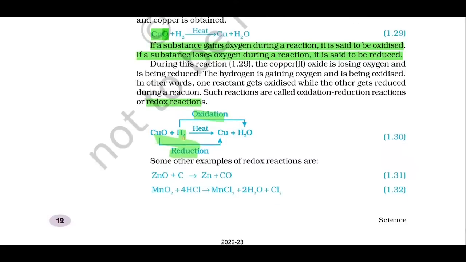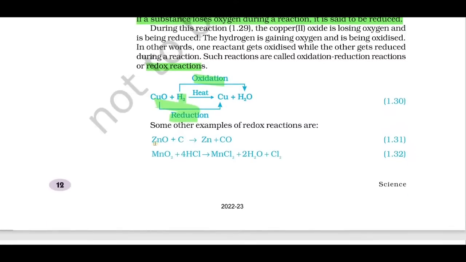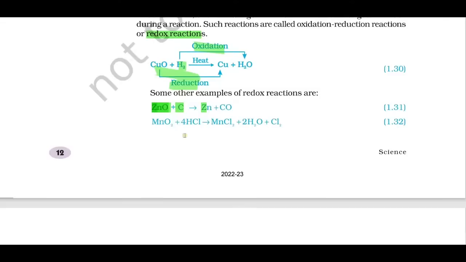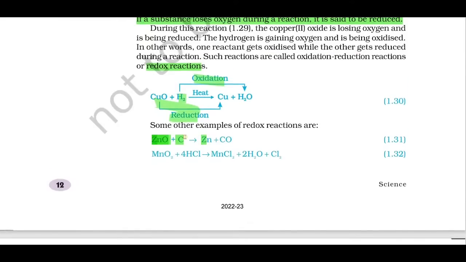Okay, we have a few more examples. ZnO plus C gives Zn plus CO. Which substance is reduced here? ZnO is reduced to Zn. The answer is ZnO. Whereas which substance gains oxygen? C. That is, carbon is gaining oxygen, that means the answer is C. Which substance is reduced? ZnO. Which substance is oxidized? C.